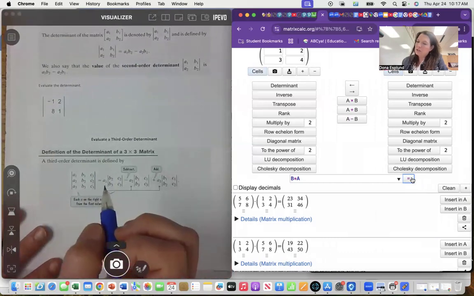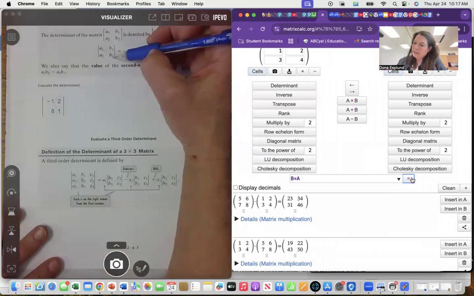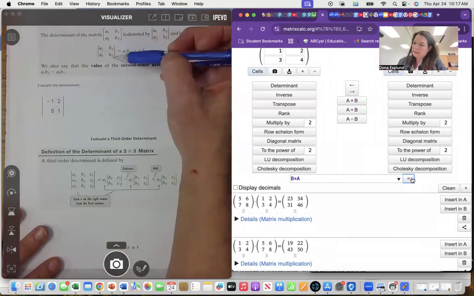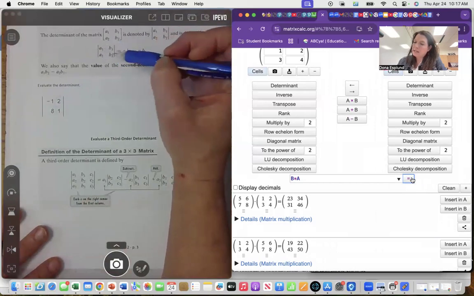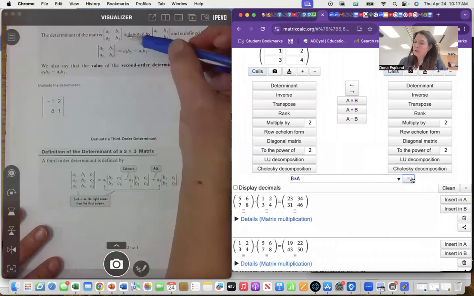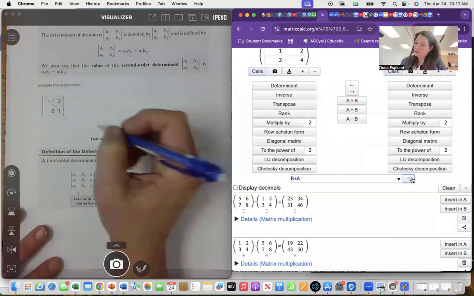And the determinant is just found by going diagonally, multiplying the answers. So in this case, I'm going to go diagonally A1 times B2, and then I'm going to subtract it from the other direction, which is A2 times B1. So I'm going to start over here. I'm going to go down. You always go down first.